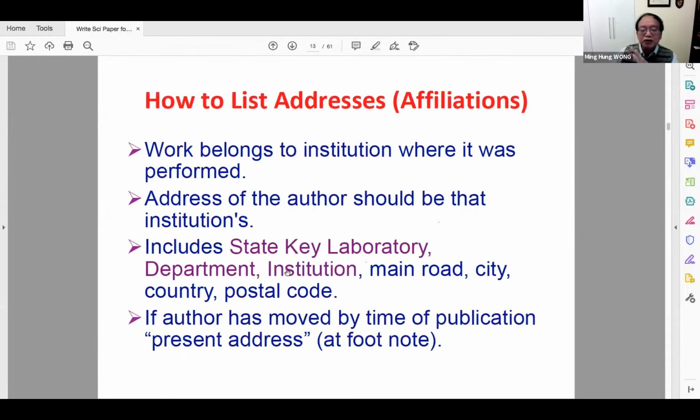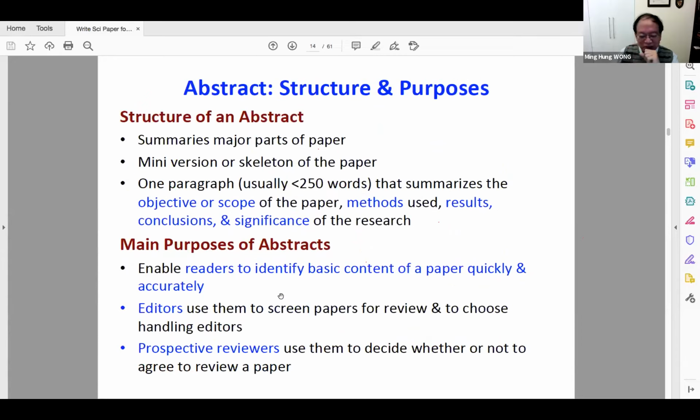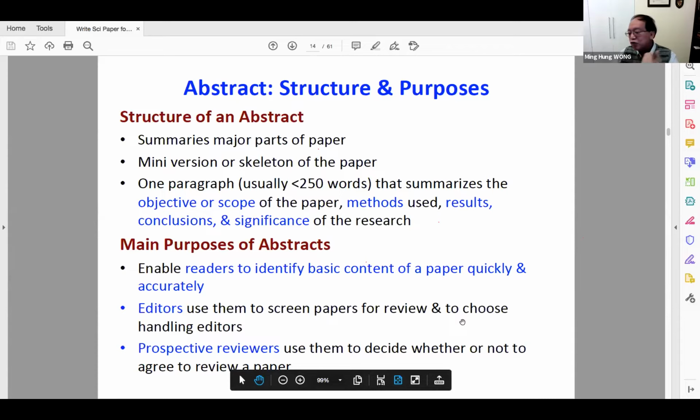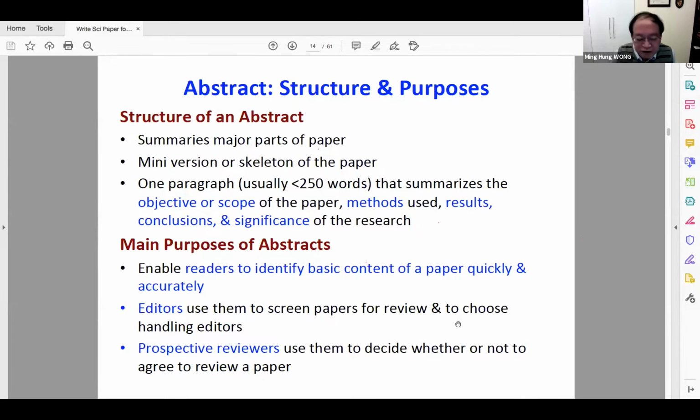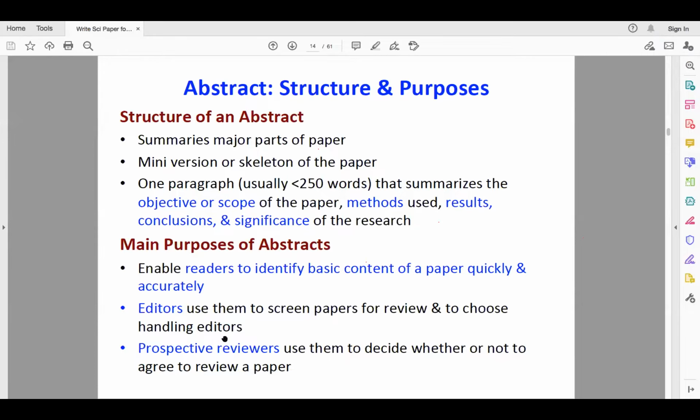So the main purpose of the abstract is to enable readers to identify the basic content of a paper rapidly, and then decide whether they want to get hold of the full paper. Now, as an editor, I think we use the abstracts to screen the papers for review, and then we have to choose the handling editors. Who are the relevant editors we want to ask for help?